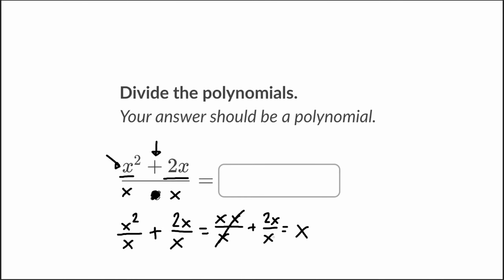Now what do we get for the second term? Well, we have 2x over x. So same thing. It's the same thing on the numerator and the denominator. So we can just wha-bam, and all that's left is 2. So x plus 2. So what is the answer? It's going to be x plus 2. Not too shabby at all.